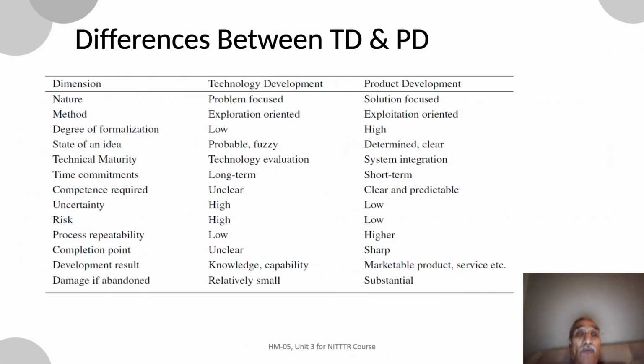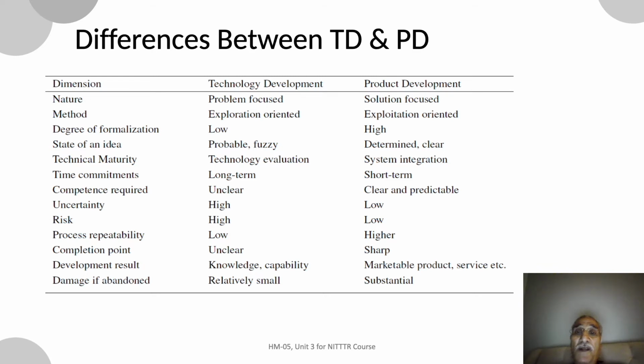If we try to talk in terms of technology development and product development, the basic nature in technology development is problem focused. That means we are either looking for a new kind of technology solution, or we are trying to look at how an idea can be converted into a technology, or how improvement can be made in the manufacturing process, or how we can make a product which is more easily serviceable, has less failure, and meets the requirement of the demands more gracefully.